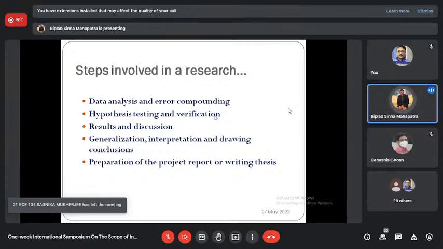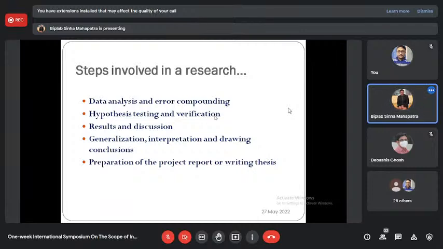In this error computing part, whenever you are collecting the data, there is some lack of data due to uncertainty that arises. So to decrease the error, or to get the uncertainty in your calculation, you can find a lot of research papers. Now, hypothesis testing and verification.